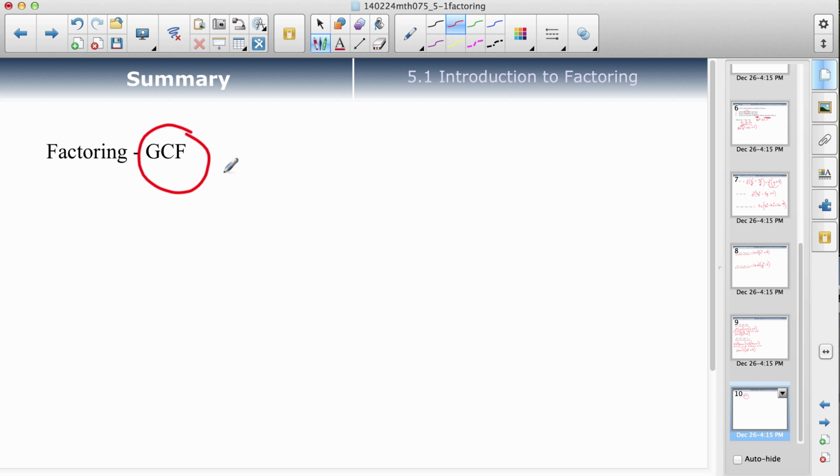Turns out that every time you factor something, that's the first thing that you want to try. All right, there's our introduction to factoring.